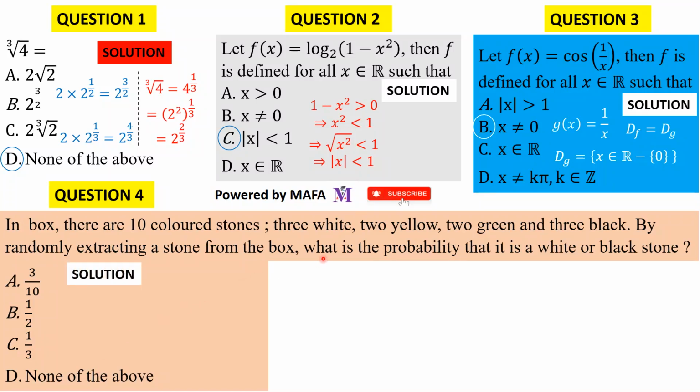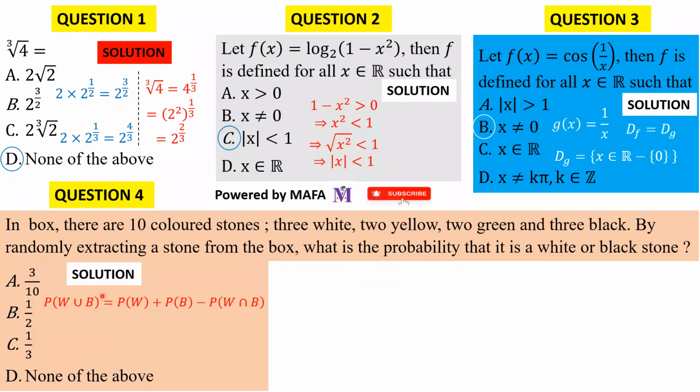Okay, so we are just going to consider these colors as events. You have 3 white stones, you have 2 yellow stones, you have 2 green stones, and you have 3 black stones. Now what happens is that we extract randomly from the box a stone, and then we have to find the probability that the color is white or black. So we first of all get the general review of the probability of the union of 2 events.